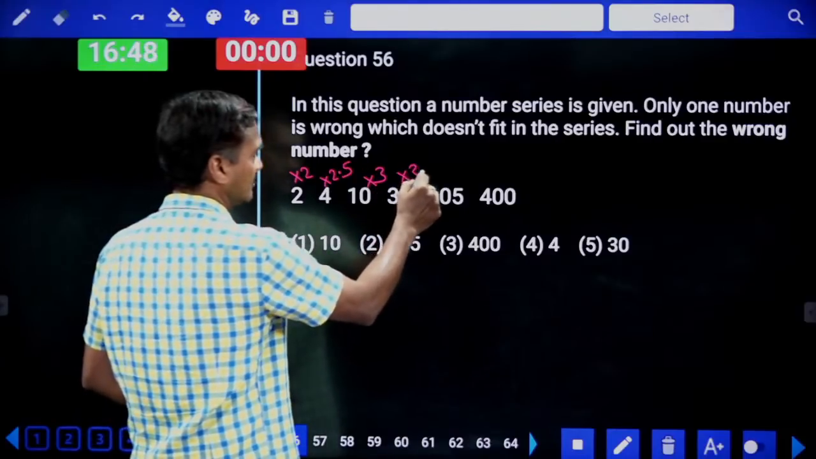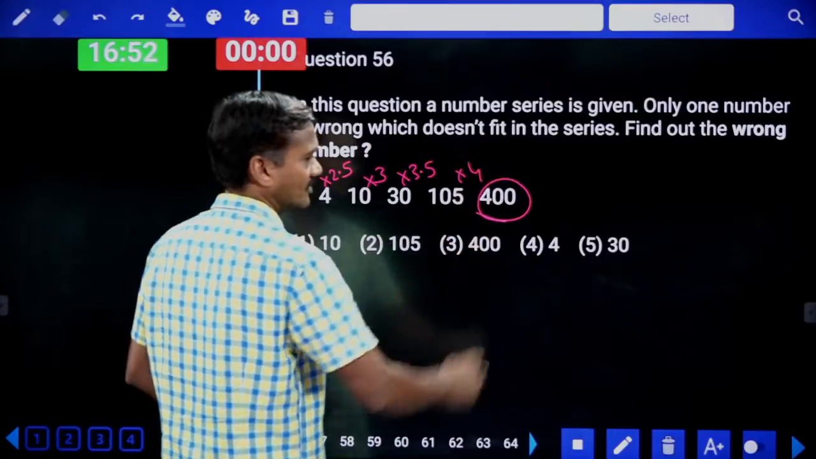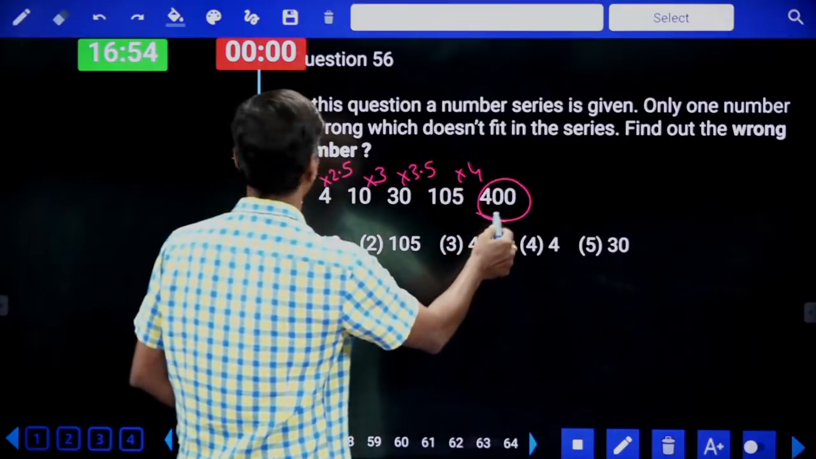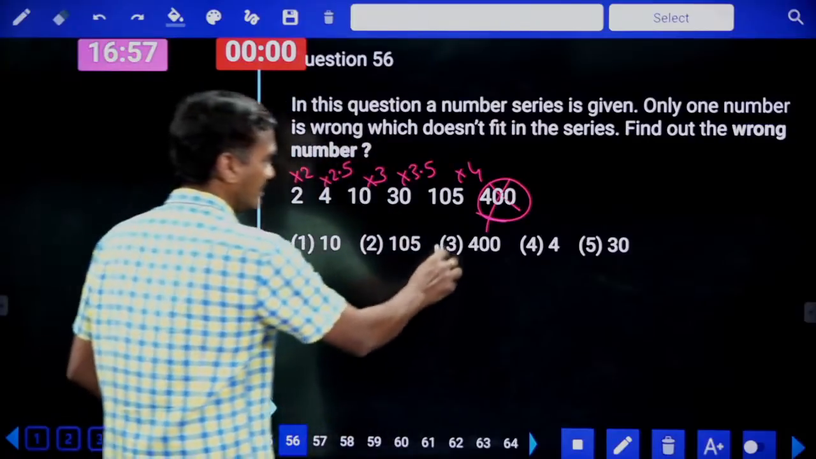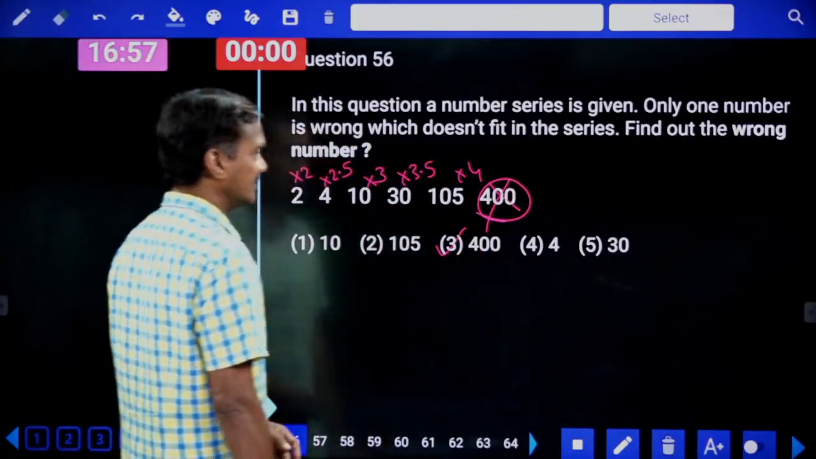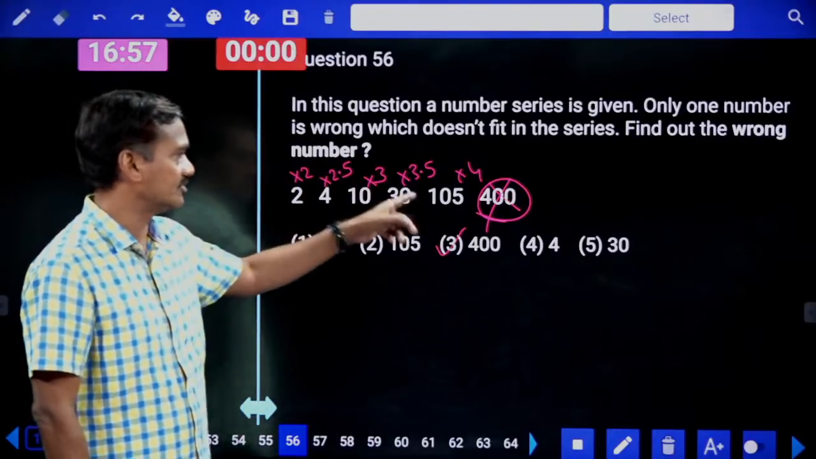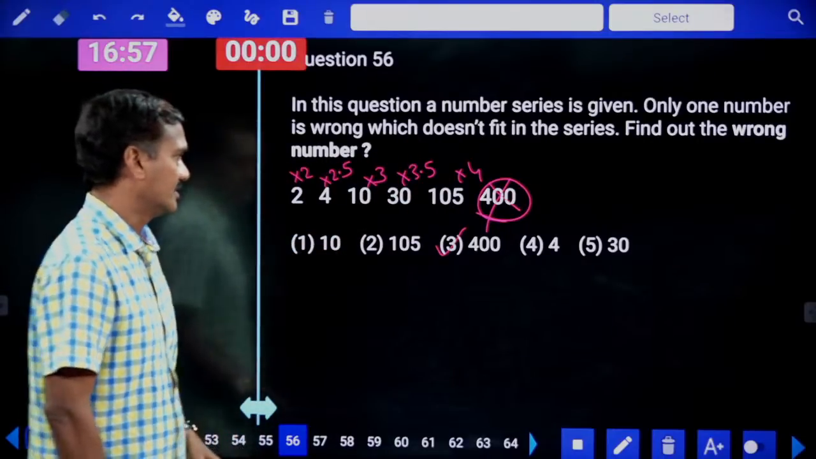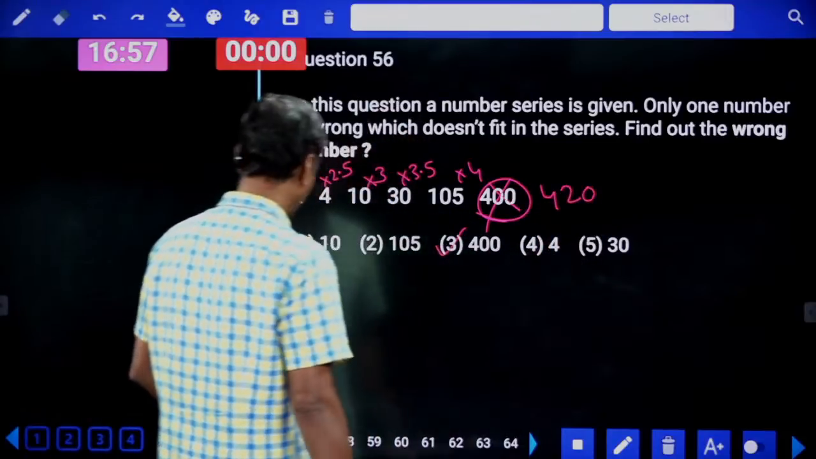Now this is into 3.5. And the next one is into 4. 105 into 4 is 420. In the place of 420 has given 400. Hence 400 is the wrong number. Clear now? What is your answer here? Choice 3. Now the given numbers are multiplied with 2, 2.5, 3, 3.5 and 4. Then the wrong number is 400 and the correct number is 420.